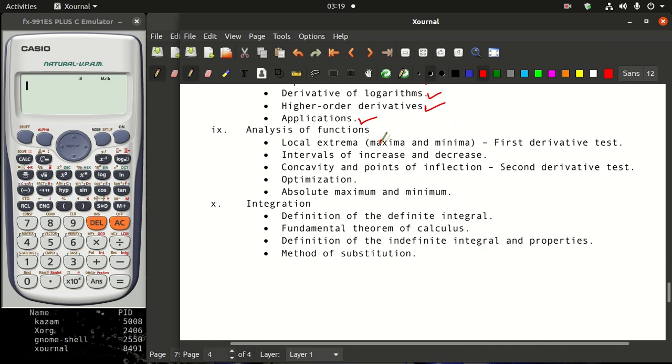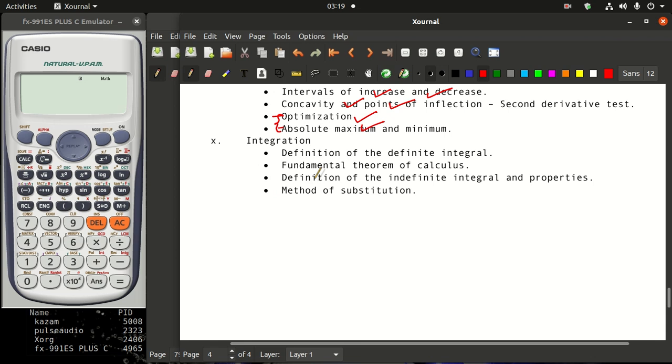We know local extrema, local maxima, intervals where it is increasing, where it is decreasing, concavity, point of inflection, second derivative test, optimization. We did all those things. I even combined these two into one lesson because when I'm optimizing, this one is also needed, so I just did them both in one lesson.